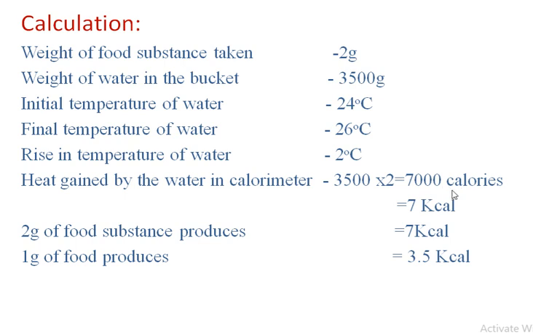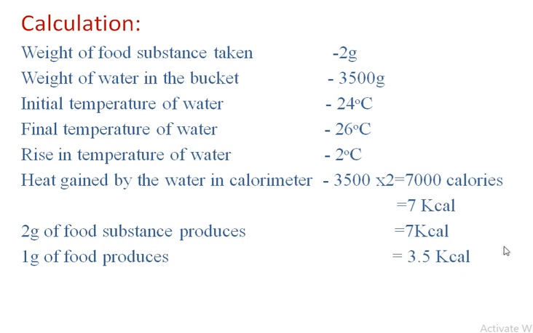We have already seen that energy can be expressed in kilocalories. So these calories can be converted into kilocalories. 7000 divided by 1000 gives you 7 kilocalories. Now you can see 2 grams of the food substance will produce 7 kilocalories. Therefore 1 gram of food produces 3.5 kilocalories.